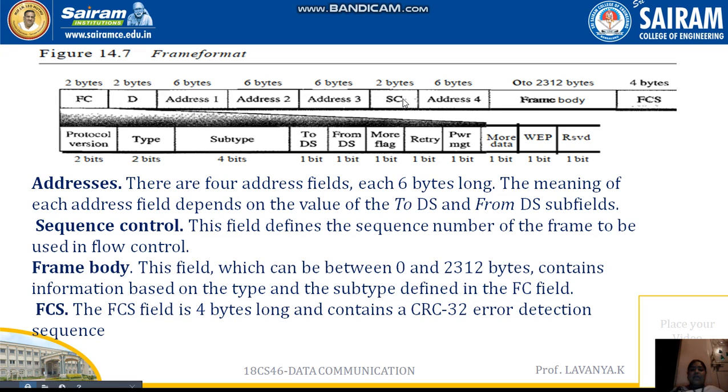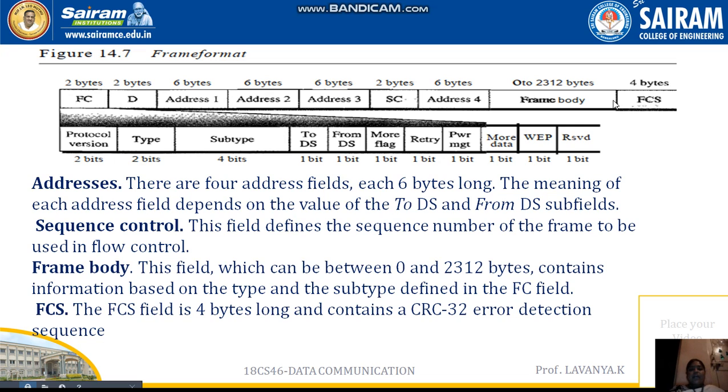This is the sequence control. SC is nothing but sequence control. Again the address, the sequence control, then the frame body and FCS. These are all the 9 fields that are going to hold our frame format.